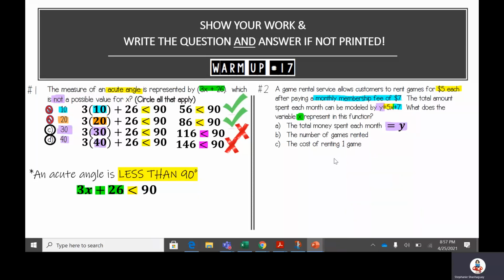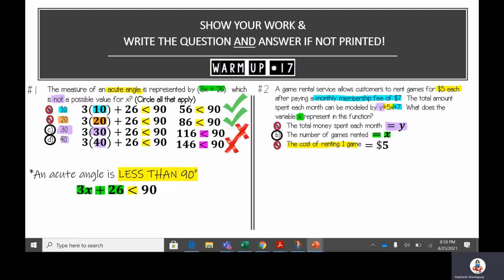The number of games rented, that is what x represents. So that is our answer. And C, the cost of renting one game. Well, the cost of renting one game is $5. So that is also not our answer.